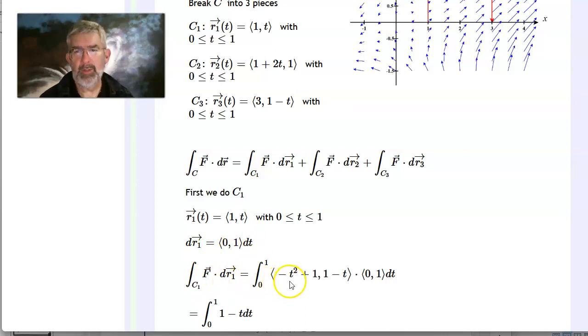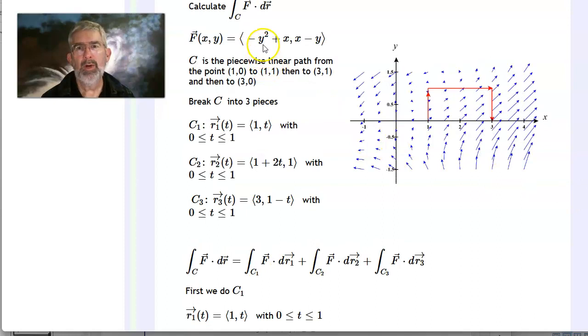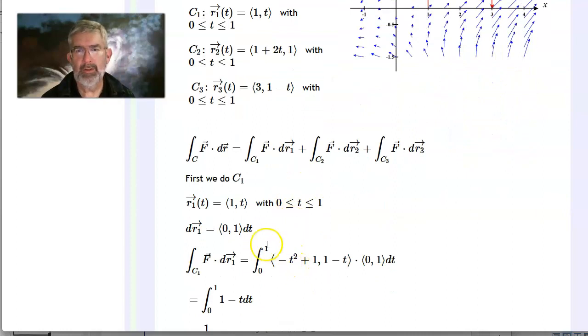So f dotted with dr, plugging stuff in. Remember, f was, it's off the screen right now, minus y squared plus x and x minus y. So the minus y squared plus x, there's the negative t squared plus 1, that's the 1. And then x minus y, so 1 minus t is here. So that's the f with x and y plugged in, but x and y are replaced by what they should be on the curve there. And then I have dr, which is 0, 1. Take that dot product, which is kind of nice with one of those being a 0, so that stuff all goes away, and I just get 1 minus t integrated from 0 to 1.